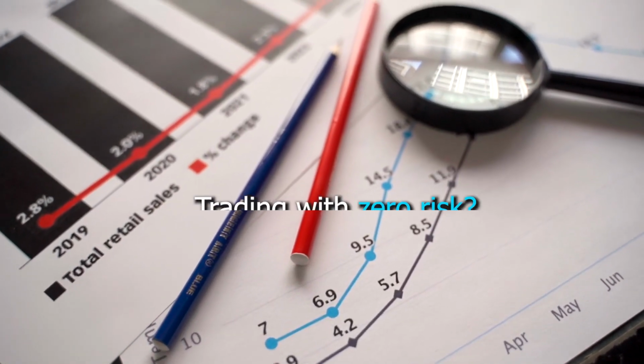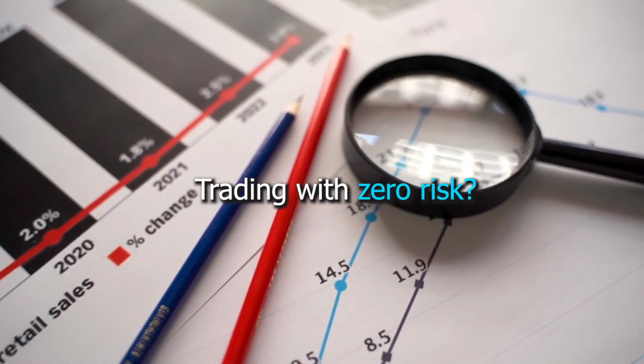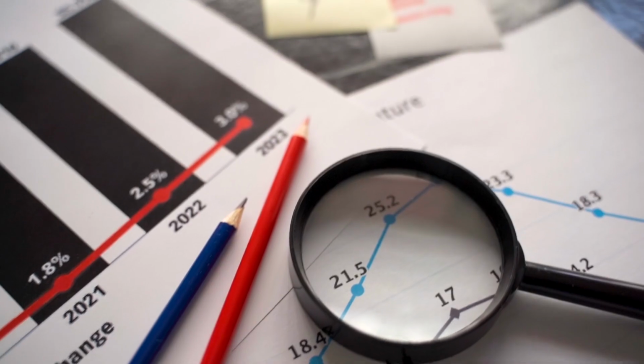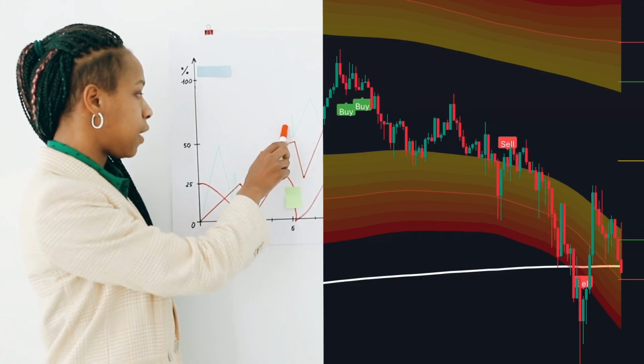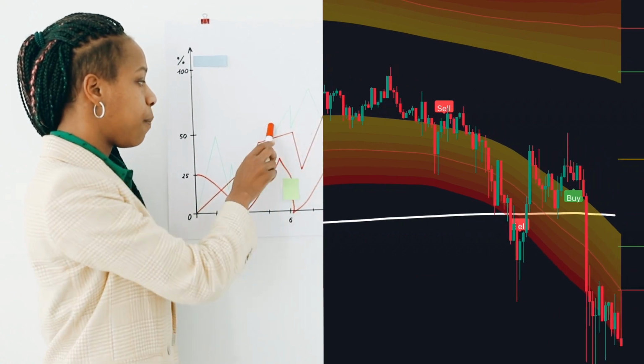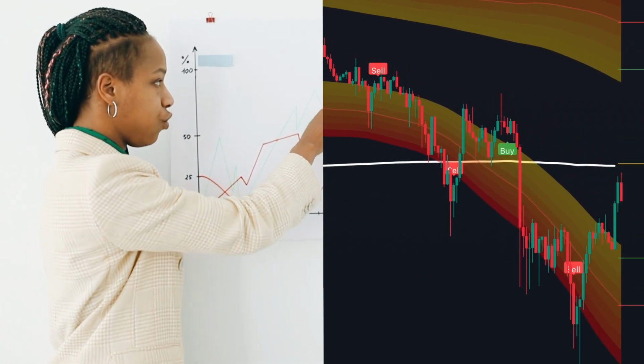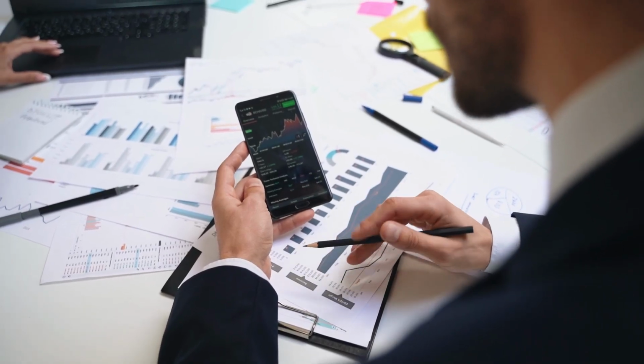Are you ready to trade with zero risk? This video reveals a Tradingview indicator that can change the game. Say goodbye to risky trades and hello to profitable ones. With its unique approach to analyzing market trends, this indicator can identify profitable trades without any risk involved.